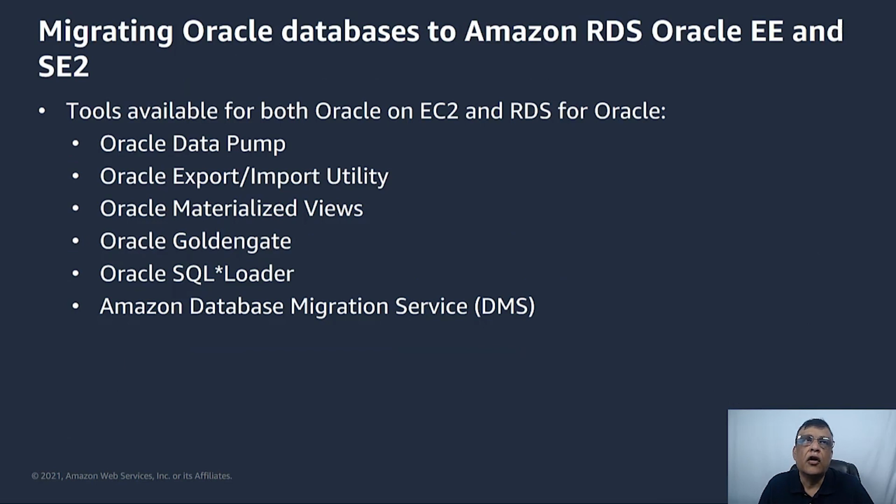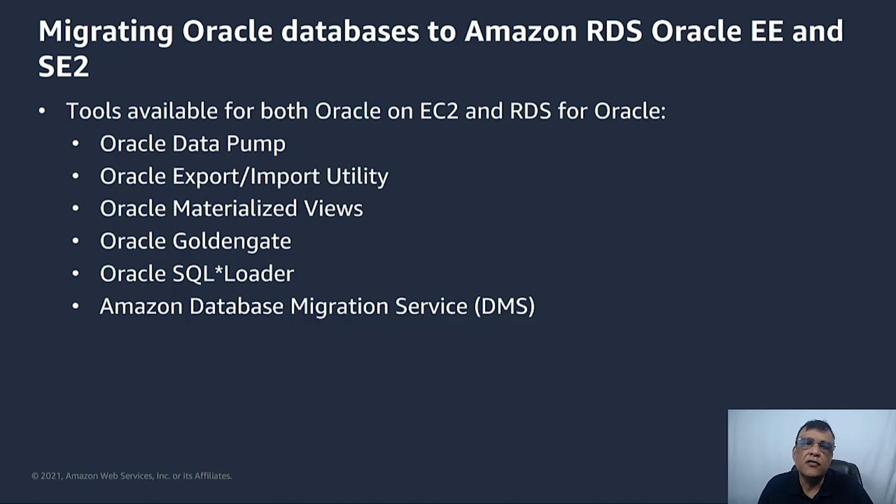For migrating on-prem Oracle databases to AWS RDS Oracle in Enterprise Edition or in Standard Edition 2, there are various tools available to migrate these databases either to the RDS platform or to the EC2 platform. Oracle Data Pump can be used like Oracle Export Import as well, and the export of the database can be imported via S3 over to the RDS database.